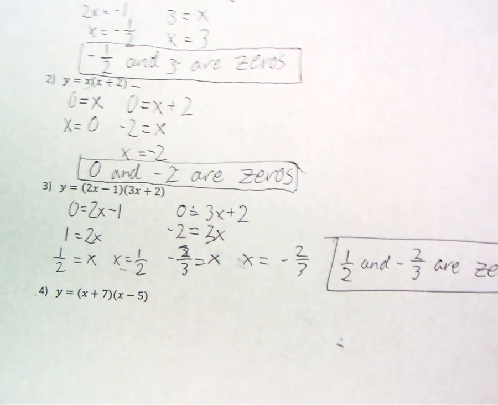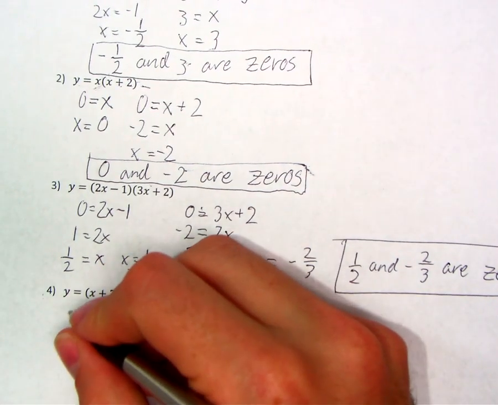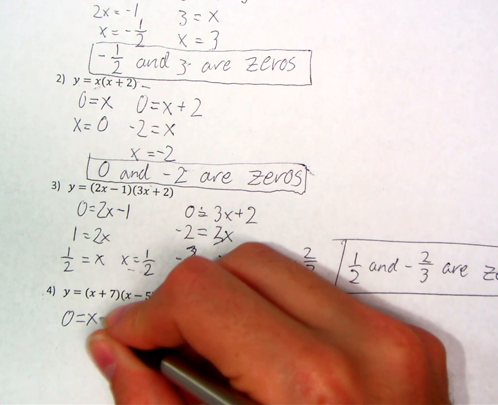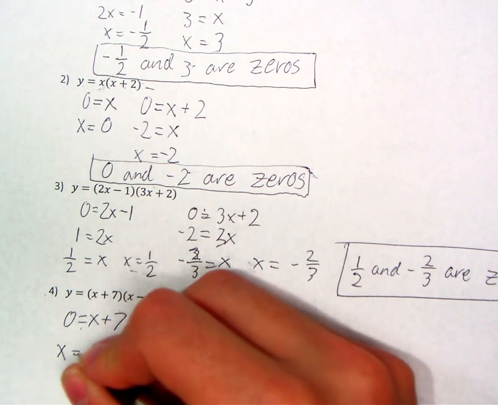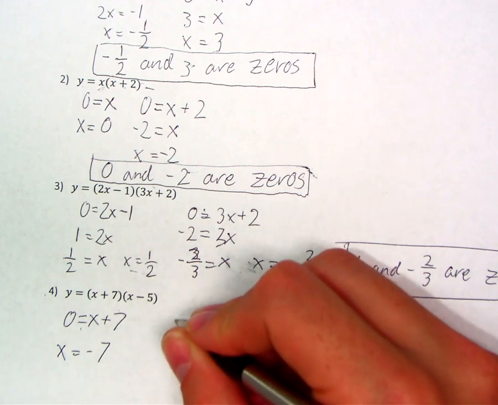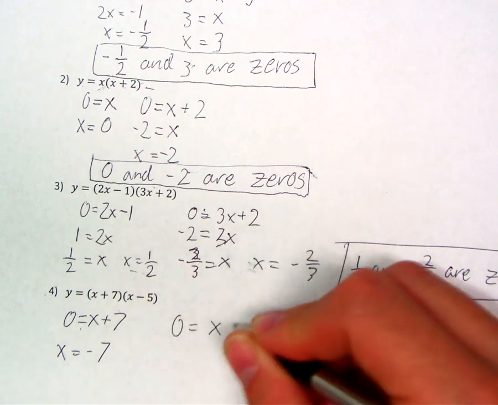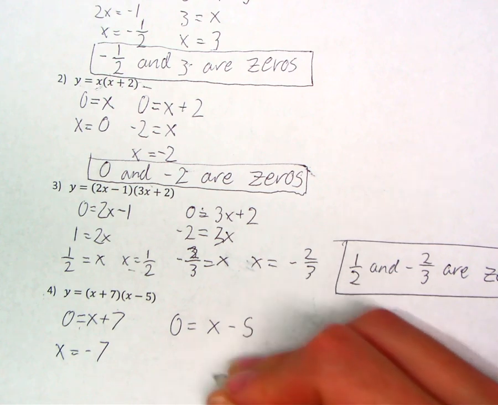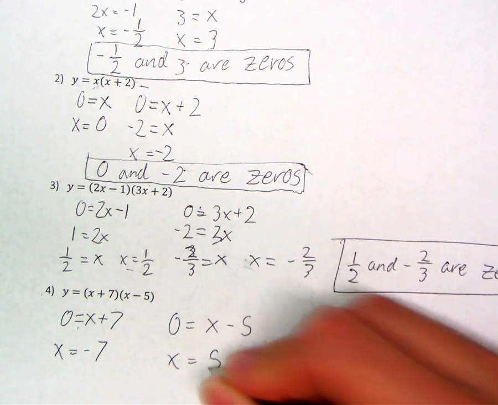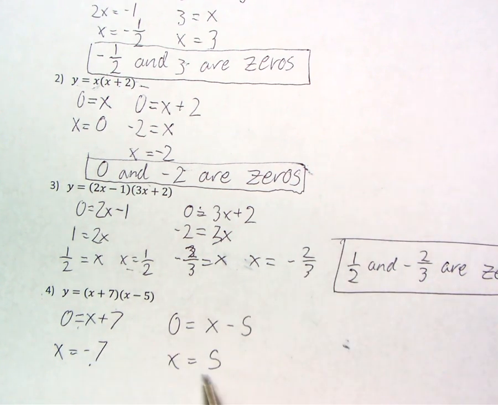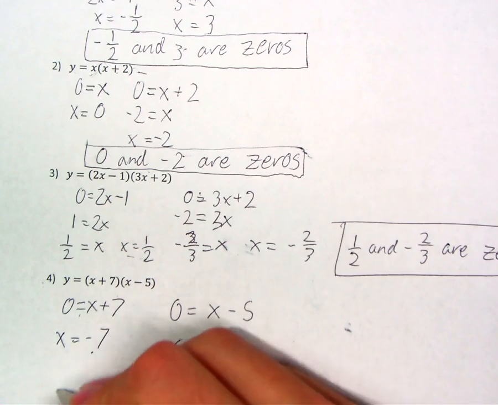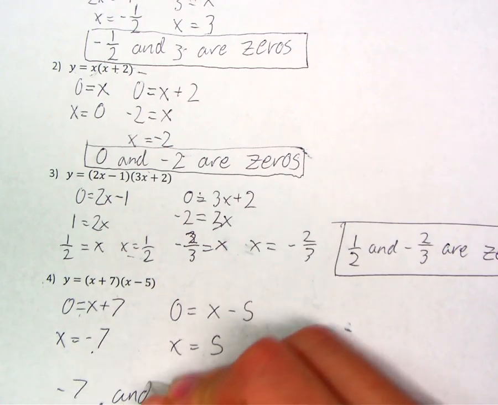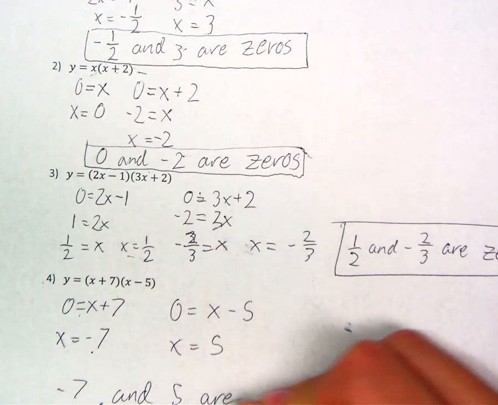Okay, so if I set my first equation equal to 0, it's pretty clear to me that x should equal negative 7. And if I set my second equation equal to 0, it's pretty clear to me, if I work that out, that x should equal 5. So negative 7 and 5, x could be either of those, and that would make the y equal to 0, which means that negative 7 and positive 5 are zeros.